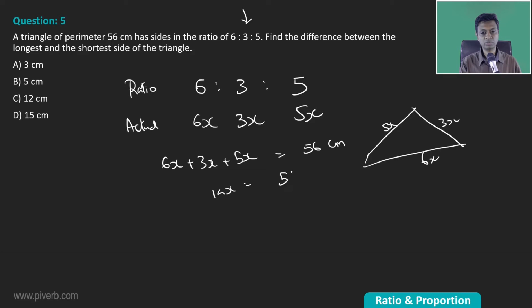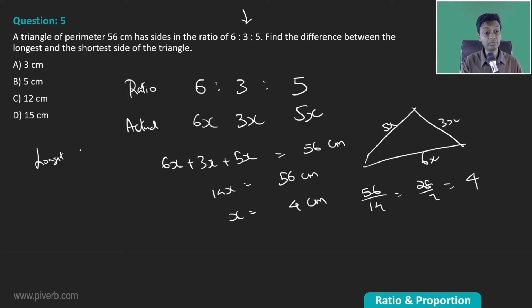14x equals 56 centimeters, or x is 4 centimeters. How 4? 56 divided by 14, 28 by 7, which is 4. Find the difference between the longest and the shortest side of the triangle.